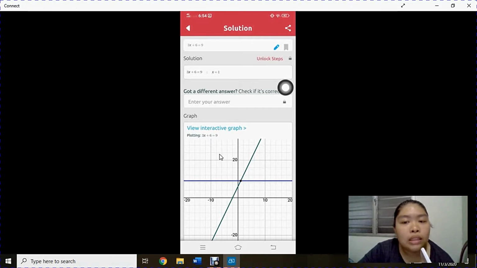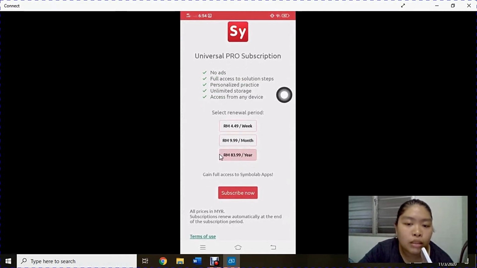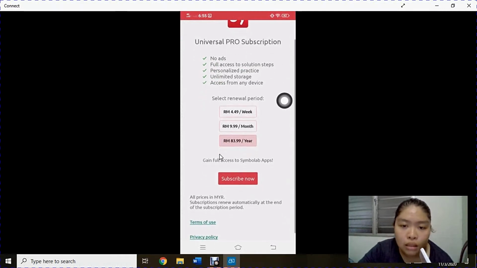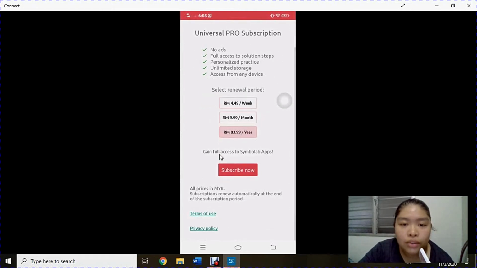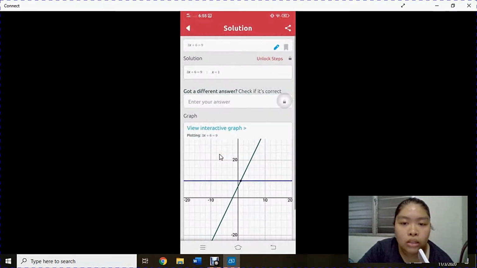But there is some difficulty, because if you want a detailed step about how to get the answer of x is equal to 1, you actually have to pay for the Universal Pro subscription, which is quite expensive, because yeah, nothing is free in this world. Alright, however, although we don't subscribe to the pro version of this app, we can still use it, because it gives us the answer to the questions.